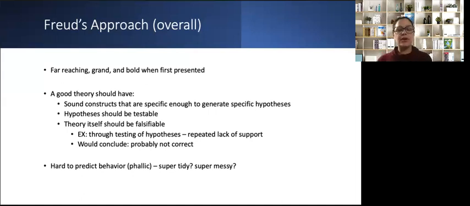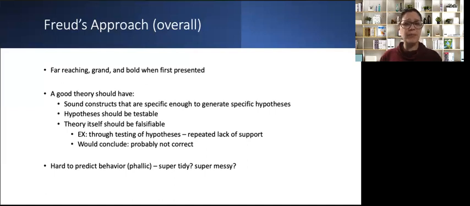Additionally, behavior in Freud's theories is really hard to predict when you're using this theory. So, for example, how does the phallic stage talk about behavior in any real way, right? Can you predict, for example, if someone in the phallic stage is messy or tidy, or if they're going to engage in one behavior over another? You can't. The theory really doesn't tell us anything useful about behavior, right? You can't take the theory and then predict what behavior an individual is going to engage in.